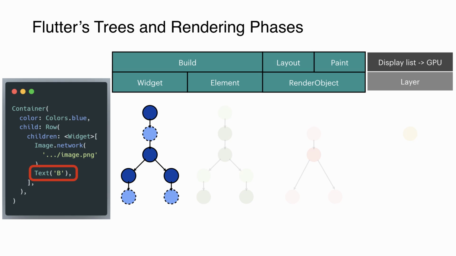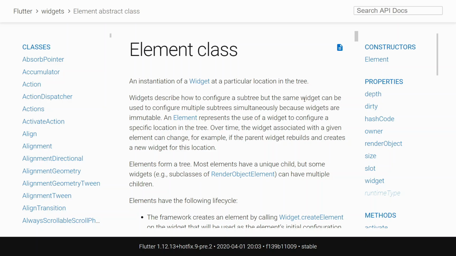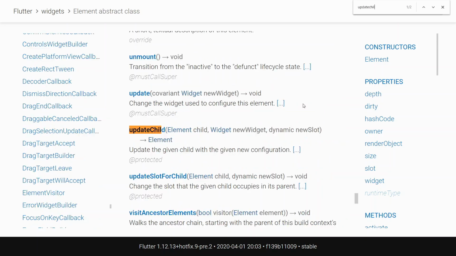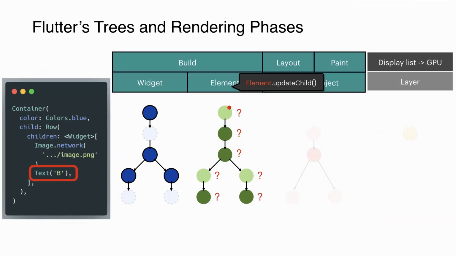However, it is different for the elements and the render objects. They are mutable, so they can change. The only question now is, when do they change or how do they change? And how all of this is managed is by the elements or the element tree. So we know that an element is an instantiation of a widget at a particular location in the tree. And each element has an update child method. And that is a method that updates the given child with the given new configuration. So when we recreate our widget, we get a new configuration. So basically we are updating our element to point to the new widget configuration or to the new widget.